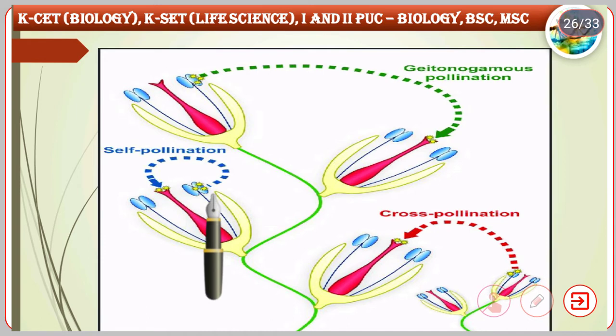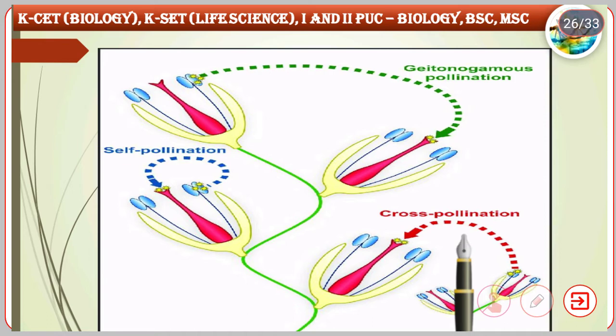This is called self pollination, and for self pollination there is no requirement of any insects, wind or anything for the pollination purpose. It just independently pollinates itself. There is no need of any agents. And the next is geitonogamy pollination. As I told you, the transfer of the pollen grains from the anther to the stigma of different flowers but in the same plant. This is geitonogamy.